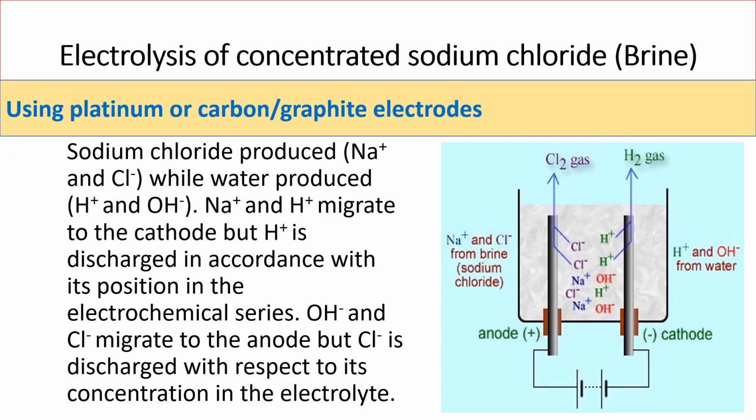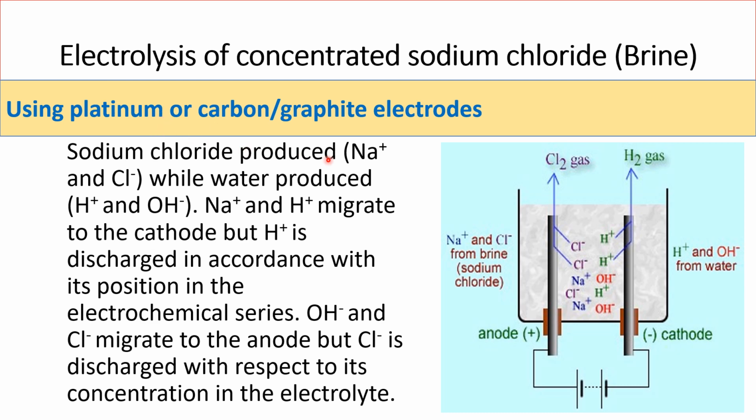Let's begin with the electrolysis of concentrated sodium chloride using platinum or carbon electrodes. Carbon and graphite electrode, they mean the same thing. So if I say carbon or if I say graphite, the two of them are saying the same thing. So concentrated sodium chloride is also known as brine, and in this particular solution we have more sodium chloride than water, and that's why it is referred to as concentrated sodium chloride. So in the solution, the sodium chloride is more in terms of concentration than water.